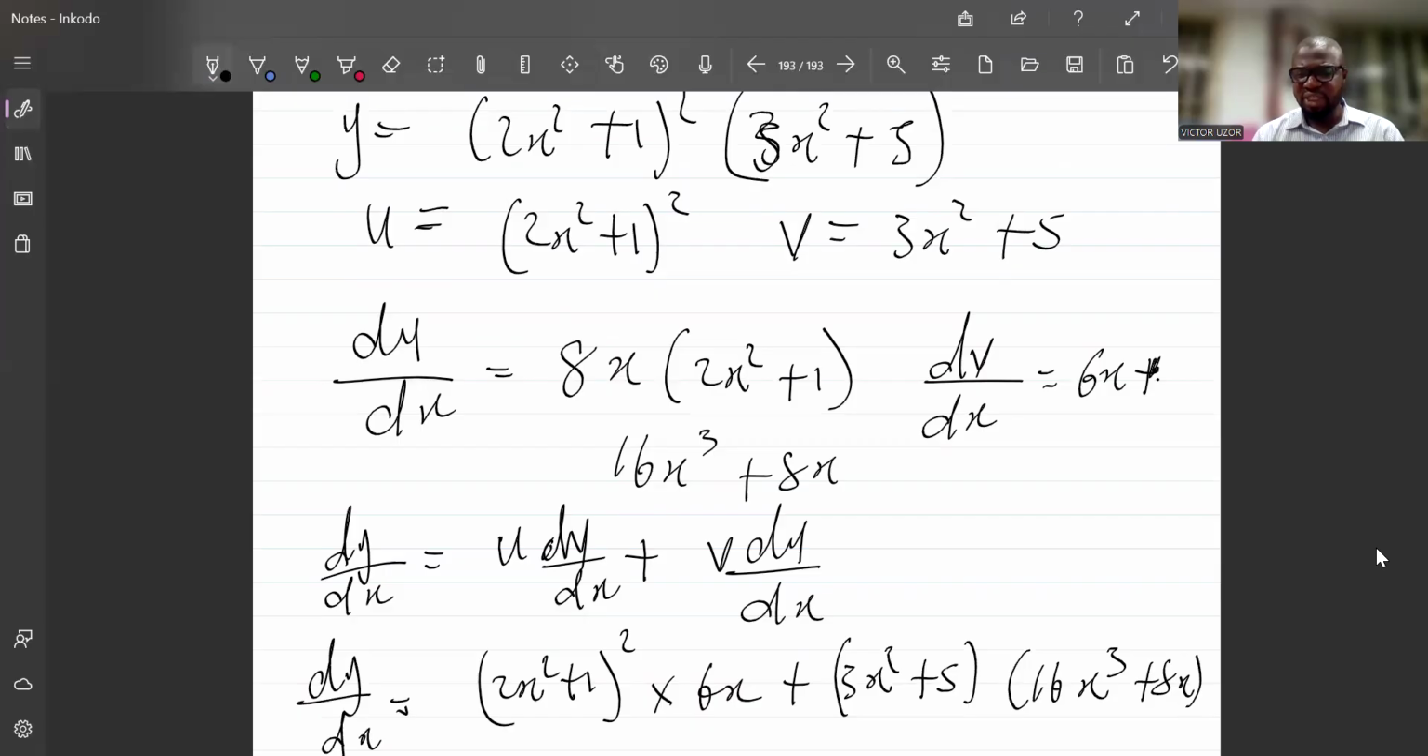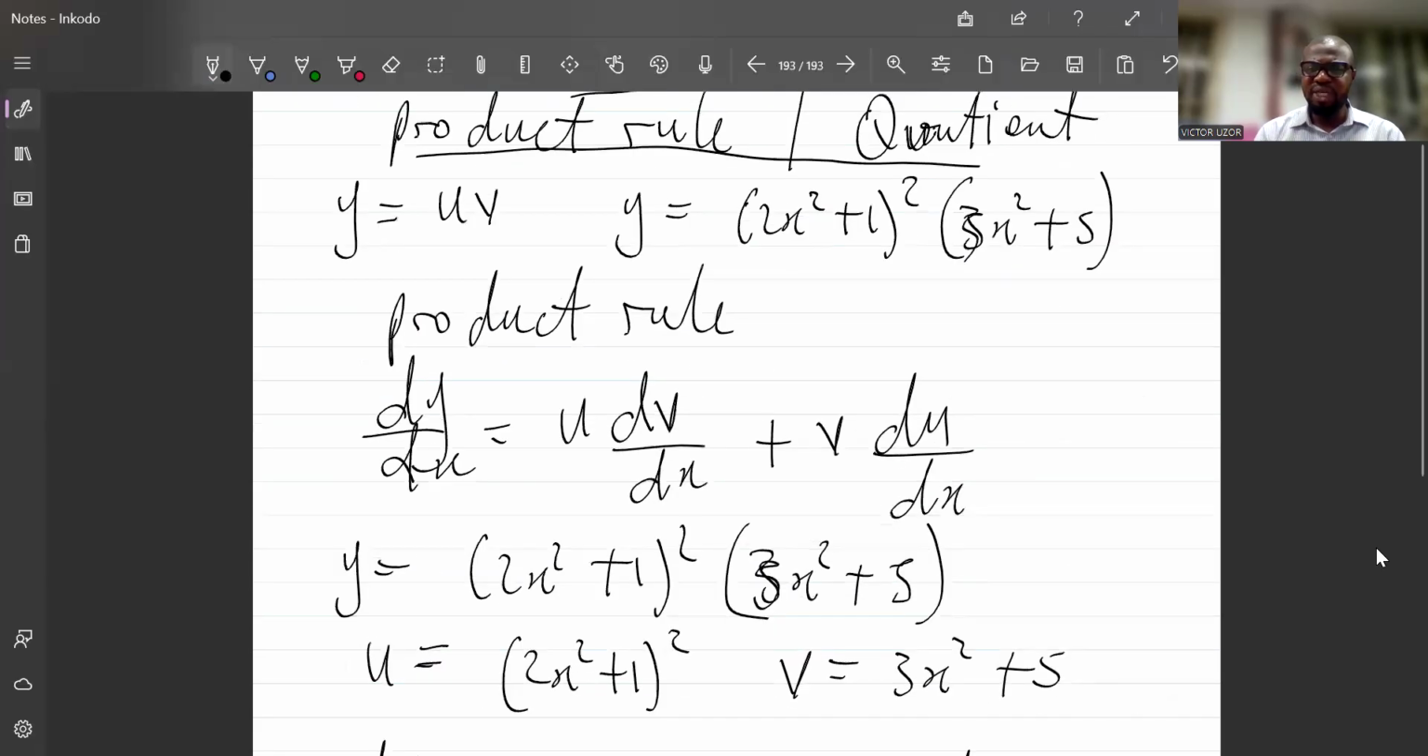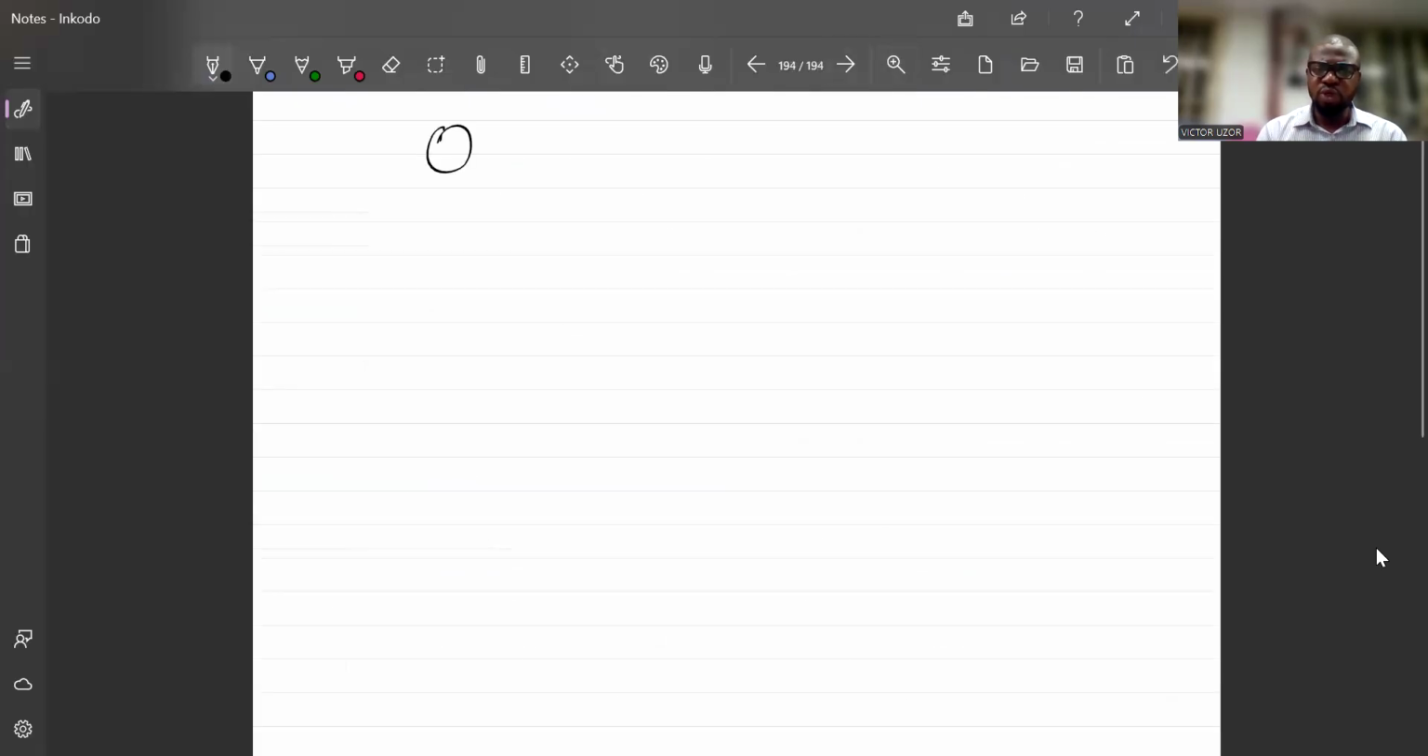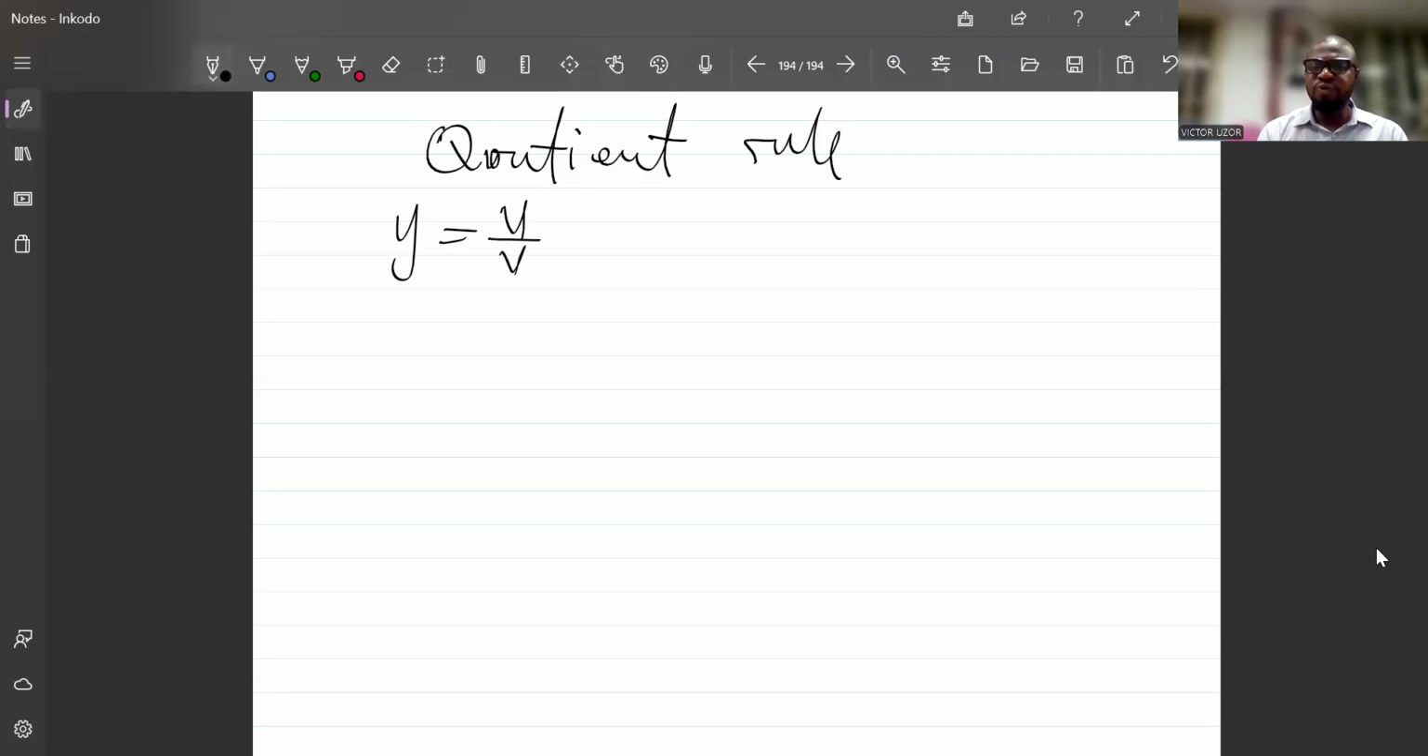That being said, we can now go ahead and apply this to the quotient rule. What does the quotient rule say? The quotient rule is used for fractions, when you have y equals u over v. In this case, you have an example like y equals (2x squared plus 1) raised to the power 2, over 3x squared plus 2.